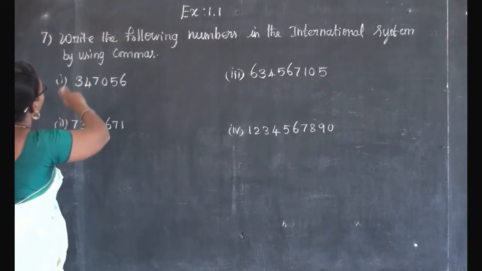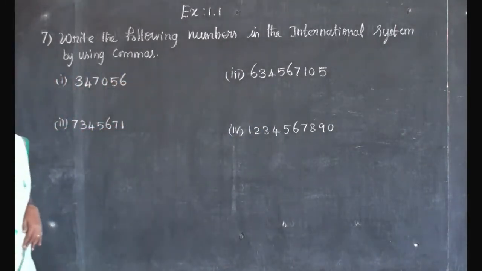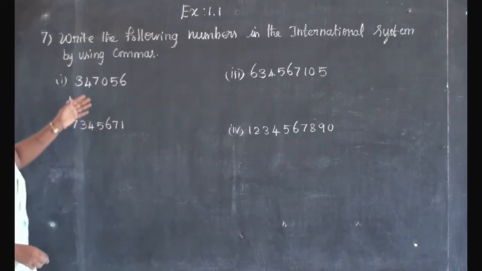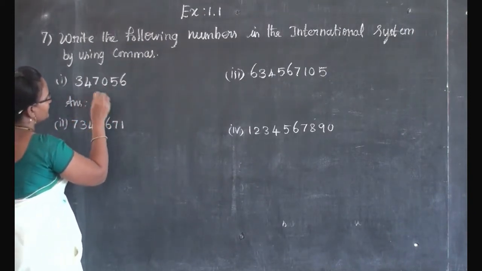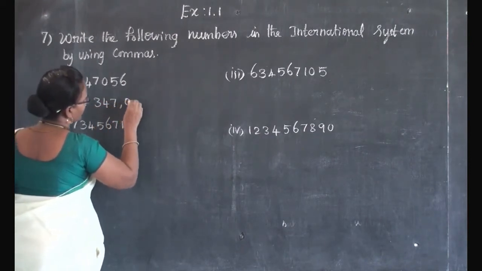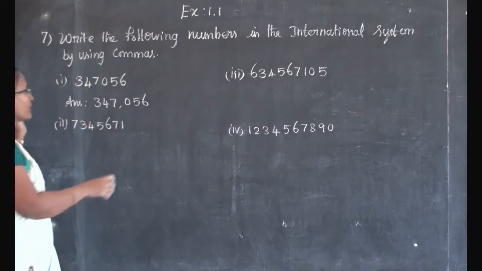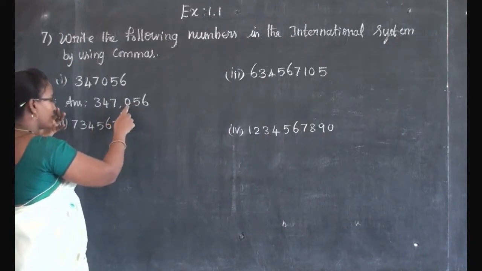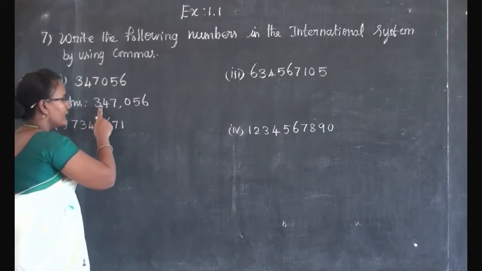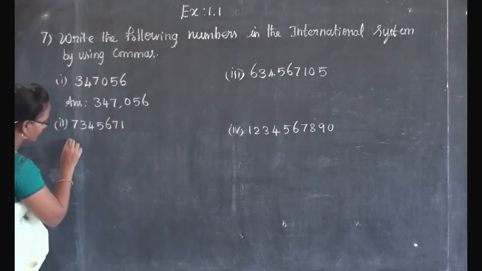Seventh question. Write the following numbers in the international system by using commas. Very easy. In the international system, how many digits before we put commas? We put the comma here. So that is the only answer. Very easy. So how will you read that? Ones, tens, hundreds, thousand, 10,000, 100,000. So 347,056.